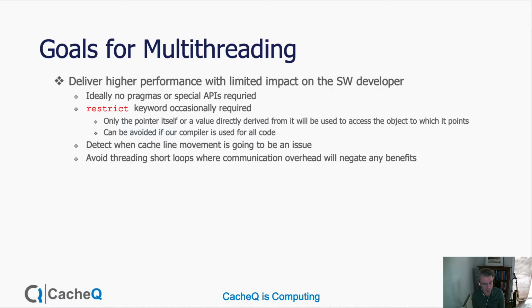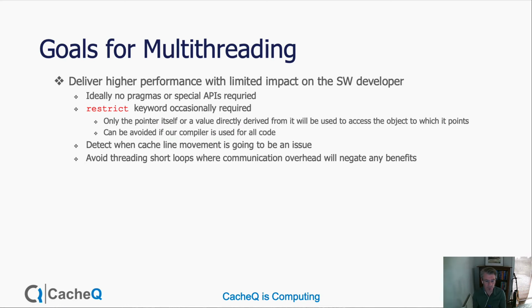The one trick or caveat there is that we do require, or actually we don't require, but sometimes it is very helpful to use a C construct, which is the restrict keyword. That's occasionally required, and that basically tells the tool that you will only access a given area of memory through this pointer, and that really simplifies and improves the optimizations that we can perform safely.